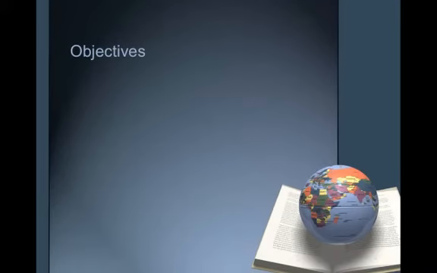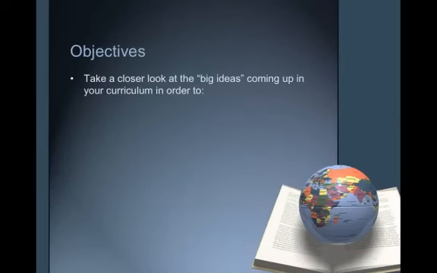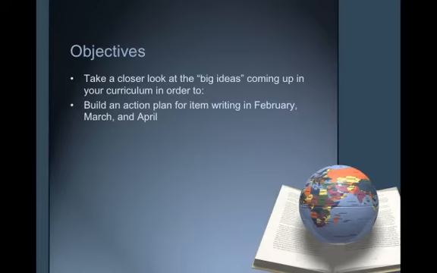Our objectives for the month of January include taking a closer look at the big ideas that are coming up in your curriculum. The reason why we're going to look at that is because we begin item writing soon, and with the big ideas in hand, you're going to build an action plan for item writing in February, March, and April.